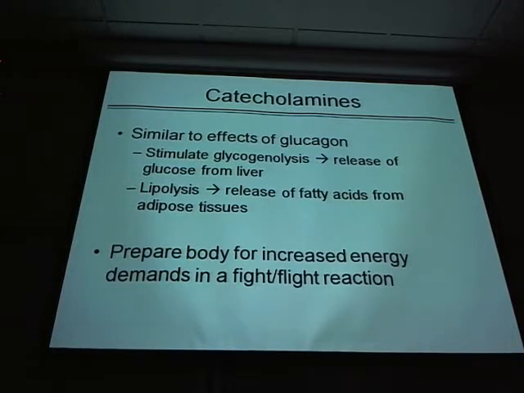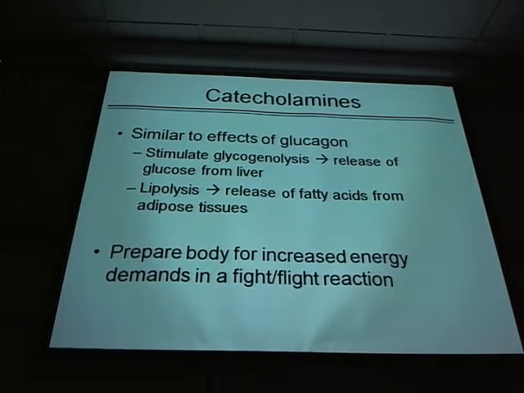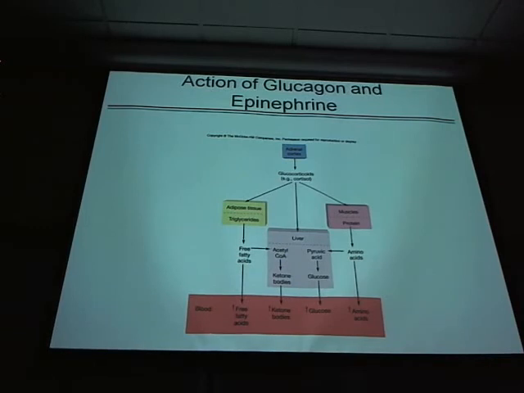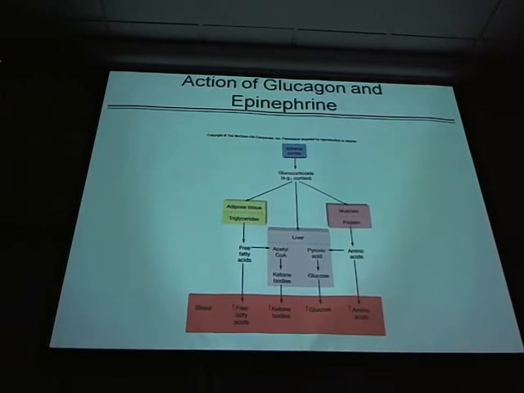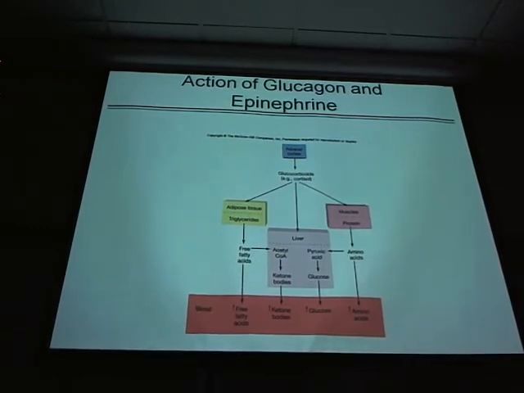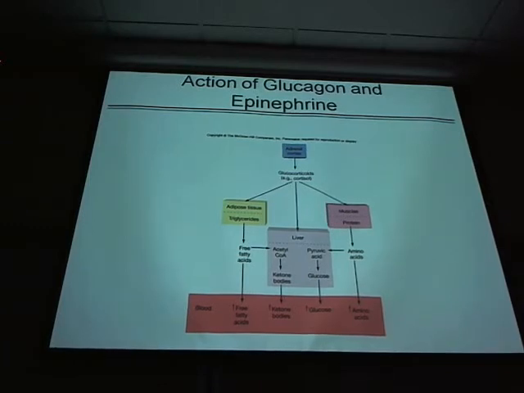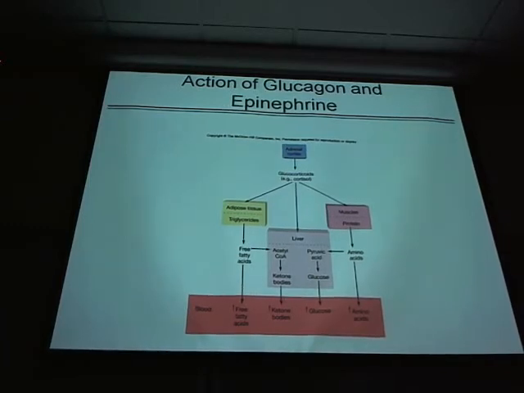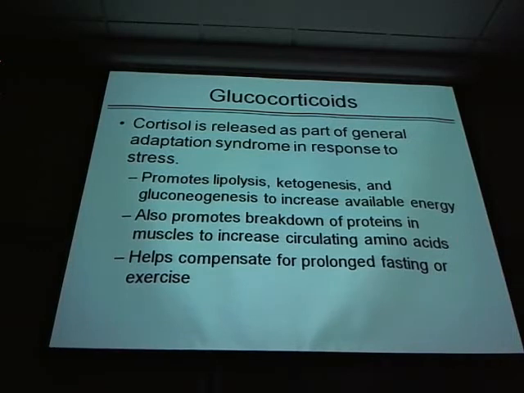Catecholamines are releasing glucose from the liver. Yeah. I don't have anything that says that in my stuff. All right. Glucagon and epinephrine. No. It's a release of corticoids, glucocorticoids. Glucocorticoids, cortisol, general adaptation in response to stress.